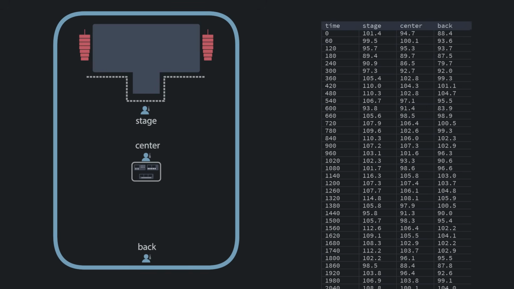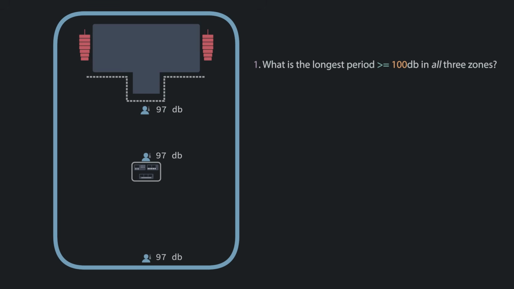Your friend compiled 50 different spreadsheets like this, and she wants your help to flag concerts that meet any of the following criteria. First, what's the longest period that we are continuously above 100 decibels in all 3 zones? The louder the music, the shorter the time before damage to your hearing can occur. We want to know if the longest we stay above 100 decibels is greater than 15 minutes, because that amount of time can cause hearing damage.